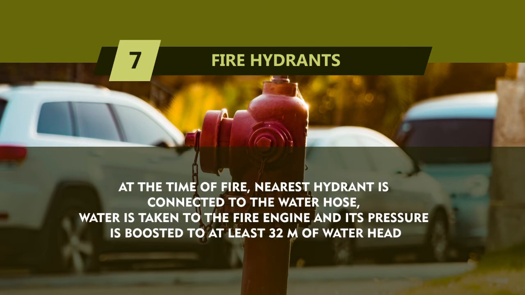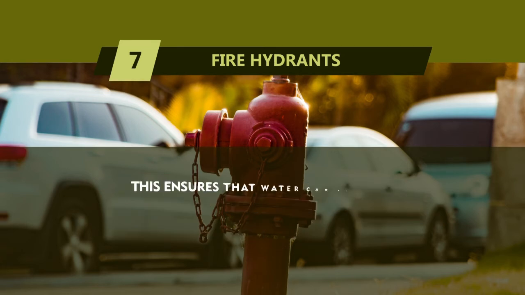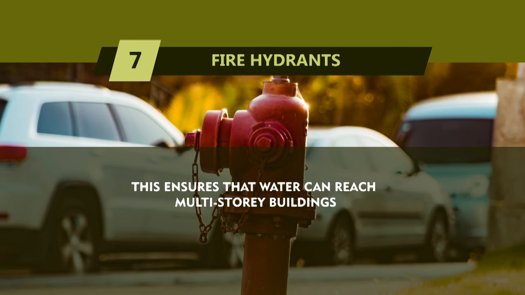At the time of fire, the nearest fire hydrant is connected to the water hose. The water is taken to the fire engine and then its pressure is boosted to at least 32 meters of water head for efficient firefighting purposes. 32 meters of water head ensures that the firefighters can push the water over multi-story buildings and the fires can be extinguished even at great heights.